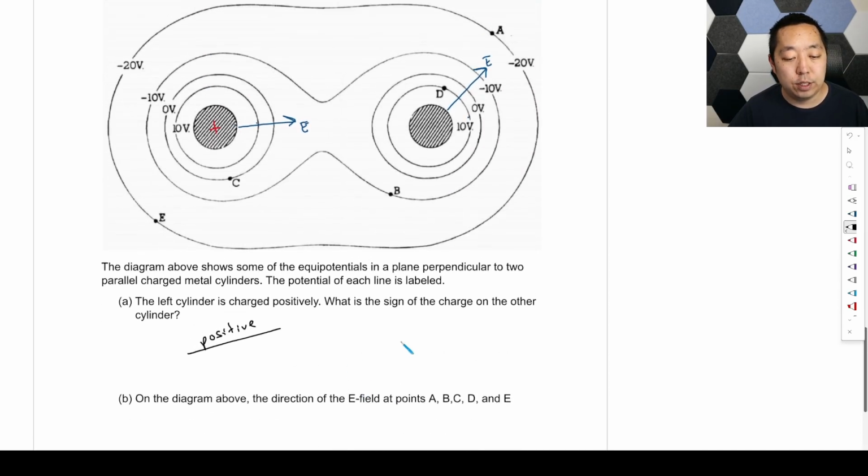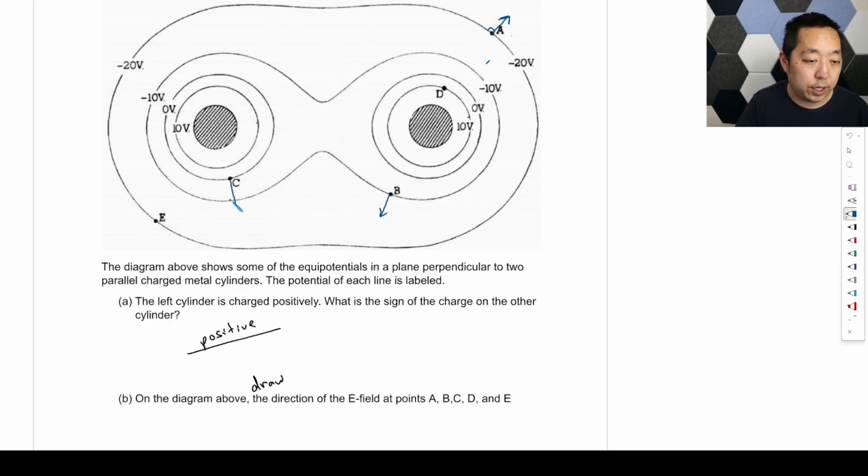On the diagram, draw the direction. This should say draw the direction of the E fields at points A, B, C, D, and E. So again, it's perpendicular to the surface and points to lower potential. So for A, it's going to be perpendicular and like this, right? And pointing to lower potential because this is higher potential here. B, let's see, this is higher potential, this is lower potential, and this is even lower, so it's going to point this way. C, it's going to point this way. Again, make a right angle. D, it's going to point from higher potential to lower potential that way. And then E is going to be this way. And again, all of them need to make this right angle, perpendicular to the equipotential lines.